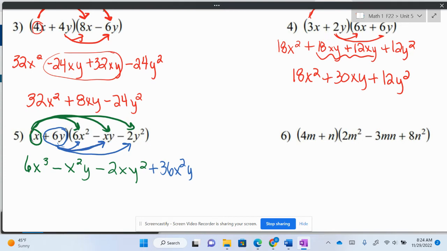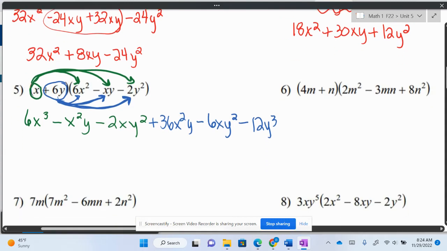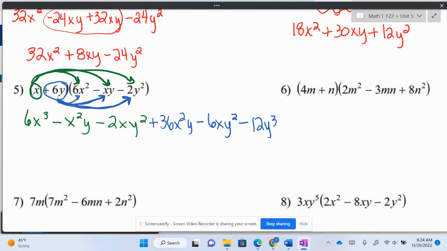6y times negative xy becomes a negative 6xy squared. And 6y times a negative 2y becomes a negative 12y cubed. Okay, so what are some things that I can group together? Well, how many terms do I have that are x squared y? I have this x squared y, and I have this x squared y. I don't have any x cubed, so I'm going to leave the 6x cubed the way it is.